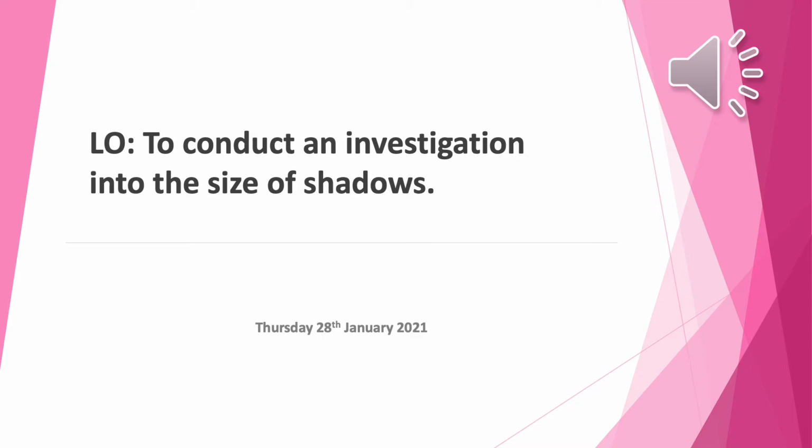And in this science lesson, we're going to be continuing our work on light, and your objective is to conduct an investigation into the size of shadows. We want to see what impacts the size of shadows, what makes them bigger and what makes them smaller. What you will need for this investigation is a torch, several objects and a ruler. We will come back to that in a little while, but just to make you aware, you are going to need some equipment for this lesson.